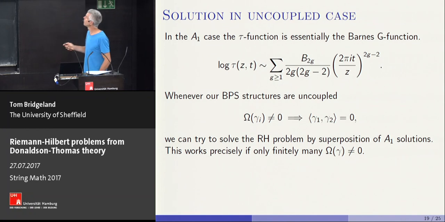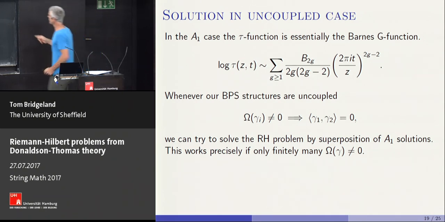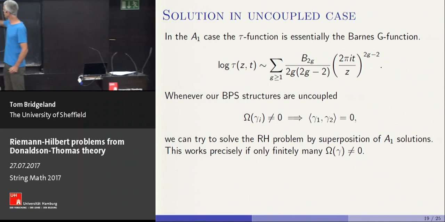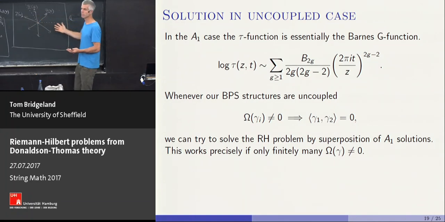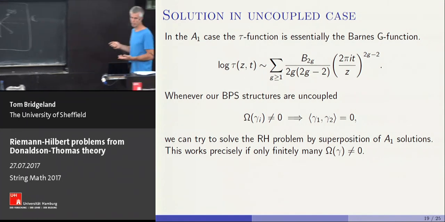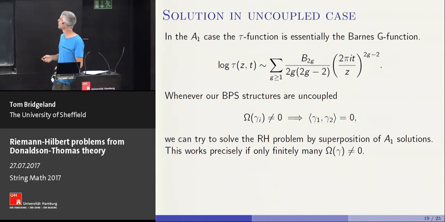Now, whenever we have a BPS structure which is uncoupled, and this is a very strong condition, this is saying that for any two active classes, their pairing is 0. What that means is that the jump here commutes with the jump here, and it commutes with the jump here. So if I want to make a solution to my Riemann-Hilbert problem, I just take a function which jumps appropriately here, multiply it by another function which jumps appropriately here. I can just superpose those solutions, and I'll get a solution. It's kind of easy. And as long as there are only finitely many of these things, this is going to work precisely, and I'll get a unique solution to my problem.